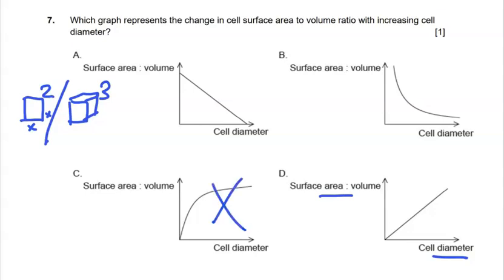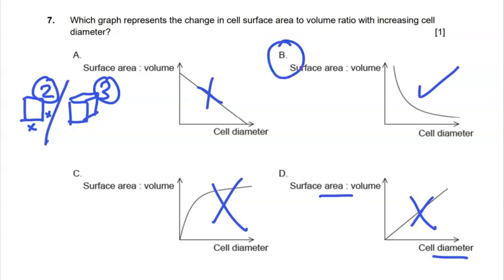So therefore this one and this one do not fit. But because we're dealing with different powers, we therefore will not have a linear relationship. Instead, we will have this curvilinear relationship. Our option is B.